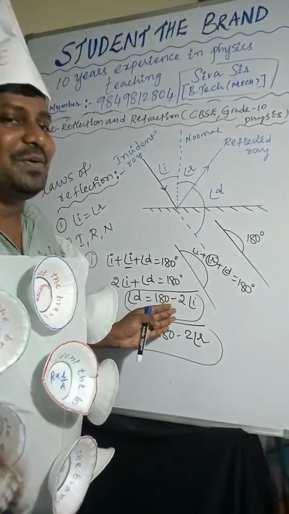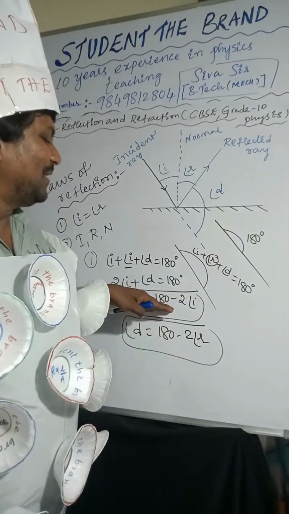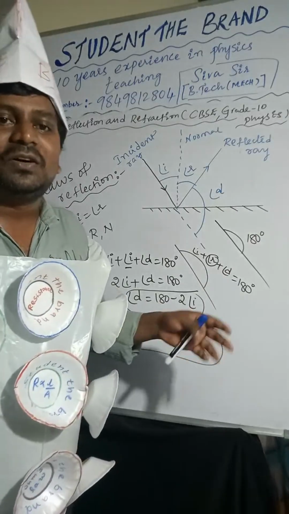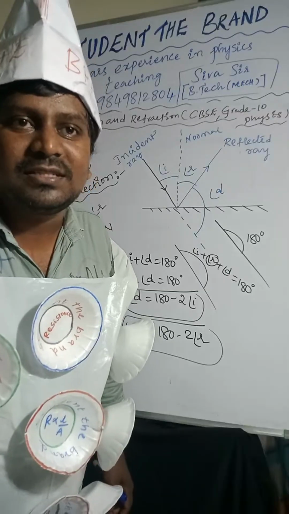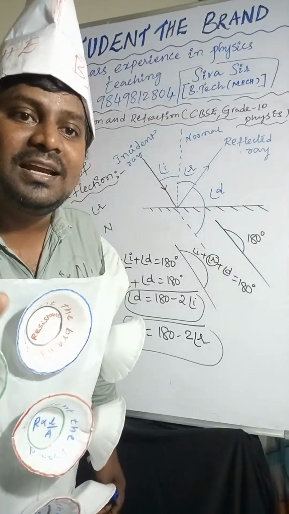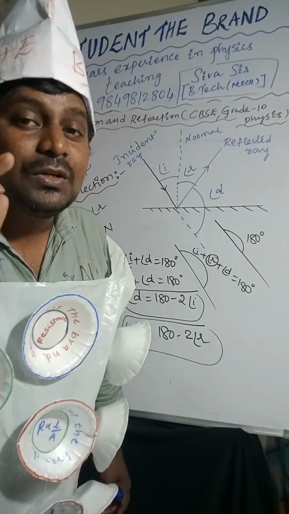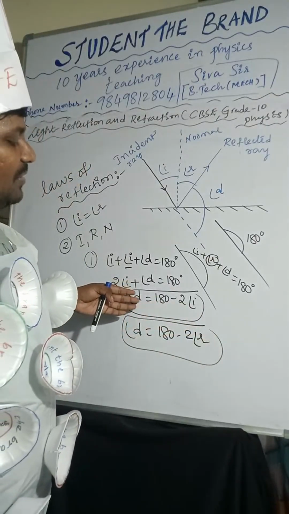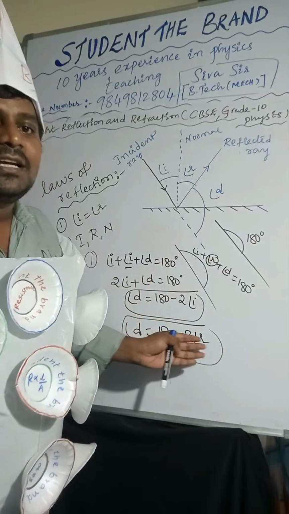So angle of deviation equals 180 minus 2 angle of incidence. Angle of deviation equals 180 minus 2 angle of reflection. Are you listening, everyone? We can also write the same formula: angle of deviation equals 180 minus 2 into angle of reflection. So the formula is here. I have given here angle of deviation equals 180 minus 2 angle of incidence, and angle of deviation equals 180 minus 2 angle of reflection.